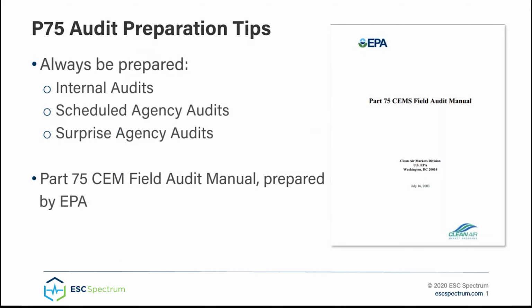Now that we've covered the DAS, we'll close with a few Part 75 audit preparation tips. It's important to always be prepared because audits are not always announced ahead of time. The first thing you should do is download EPA's Part 75 CEM Field Audit Manual. This manual is used as a guide by EPA's field auditors, so it'll give you valuable insight into what they'll be looking for if they should audit your facility.